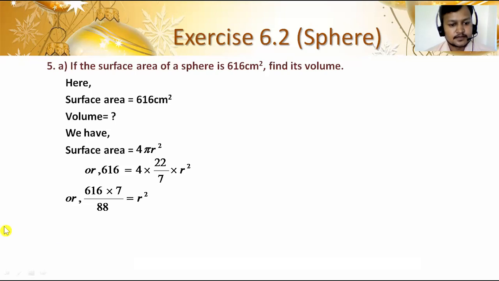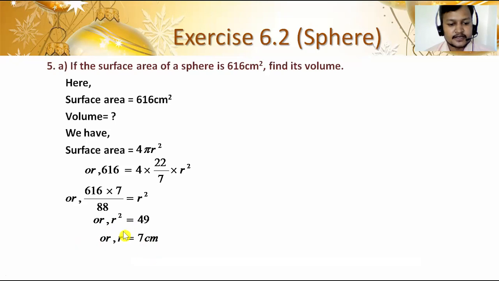49. If r square is 49, what will be the value of r? R is 7. That means to find out the value of r, we have to take the square root of 49. So the square root of 49 is 7. So the radius of the sphere for which we have to find out the volume is 7.